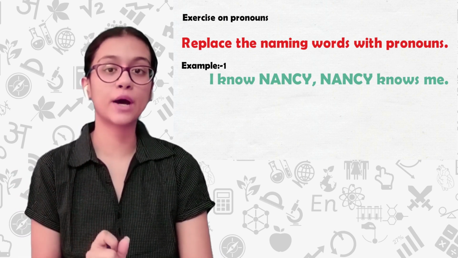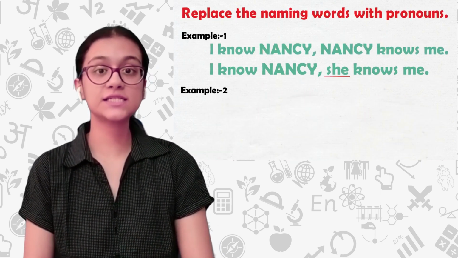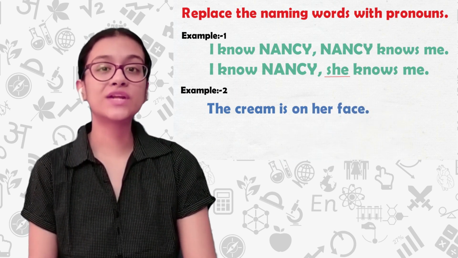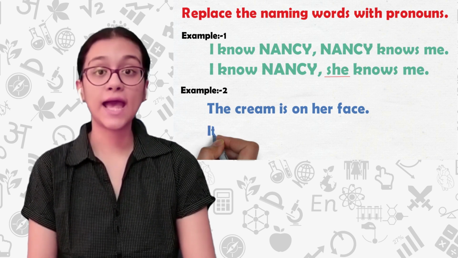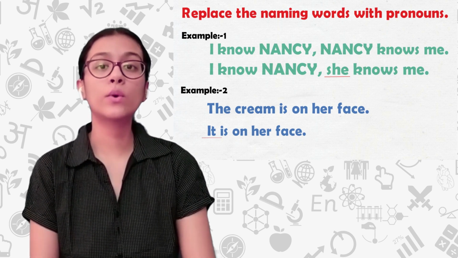So the sentence will become: I know Nancy, she knows me. Next is: the cream is on her face. So here the cream is an object that we have to replace, so we can just say it is on her face. Here we have replaced the cream with it.